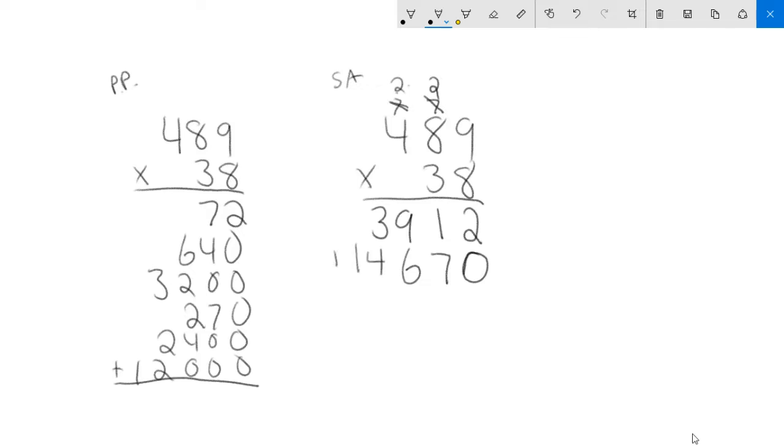All right, now I do have to add. I have these 2 sets. So when I add them, 2, 8, 5, carry the 1, 8, 1.